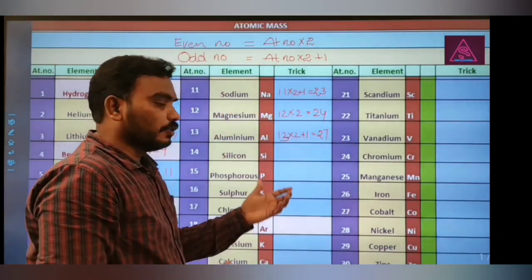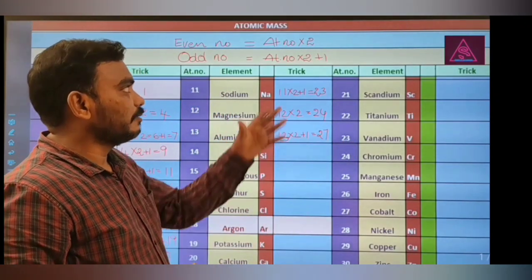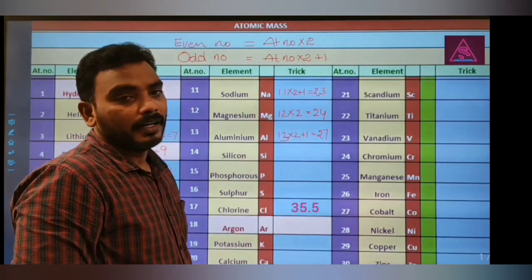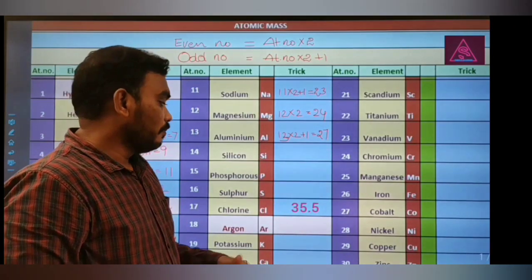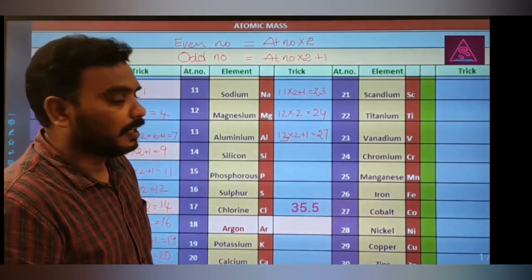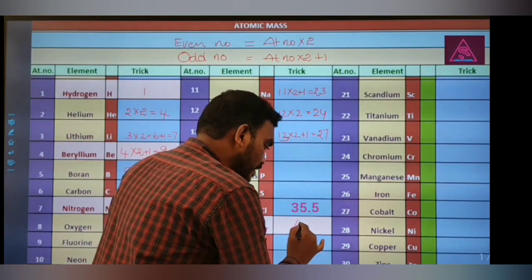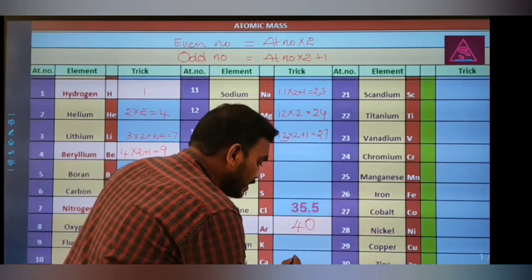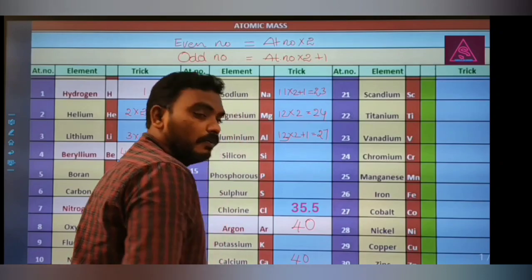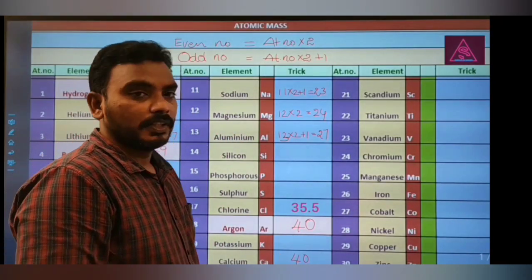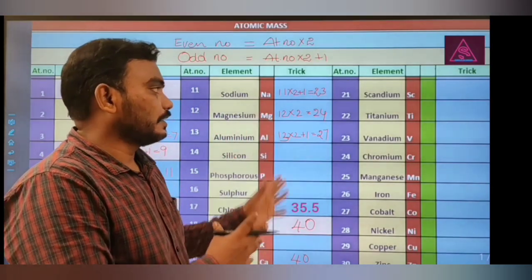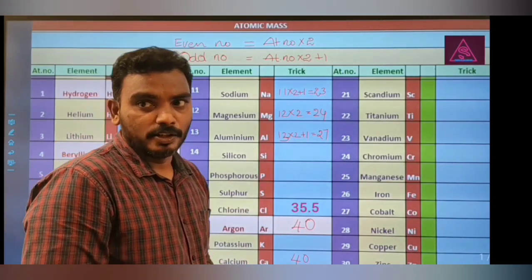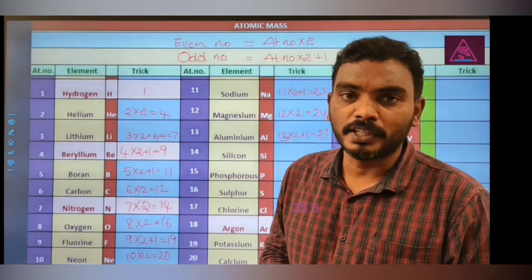In the same way, depending upon these formulas, we give the atomic mass to all the elements in the group. But when it comes to argon, the atomic mass is 40, and calcium also has the same atomic mass of 40. In this way we calculate the atomic mass for the second group, and last we go to the third one.